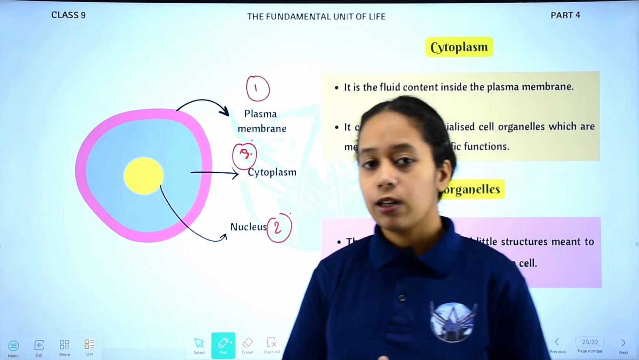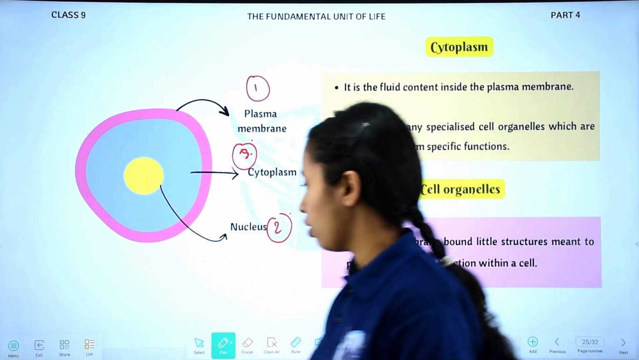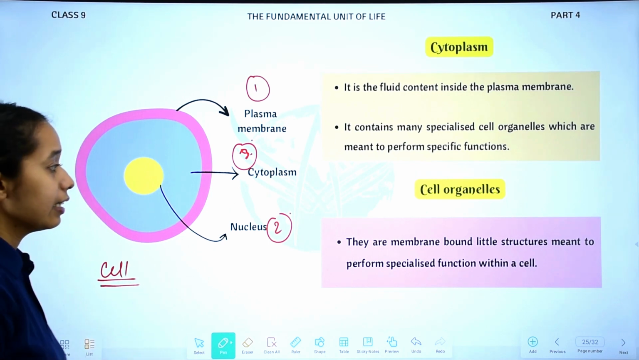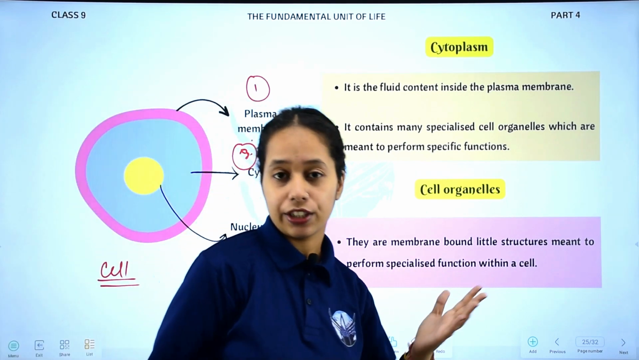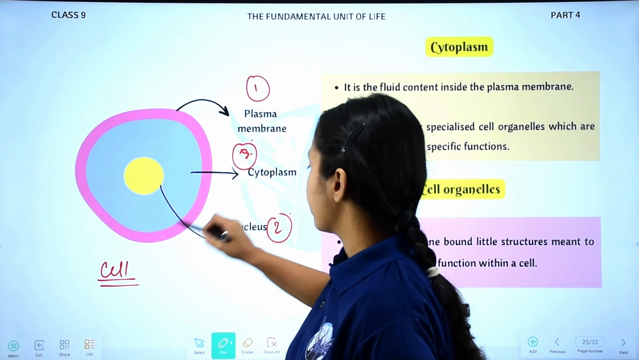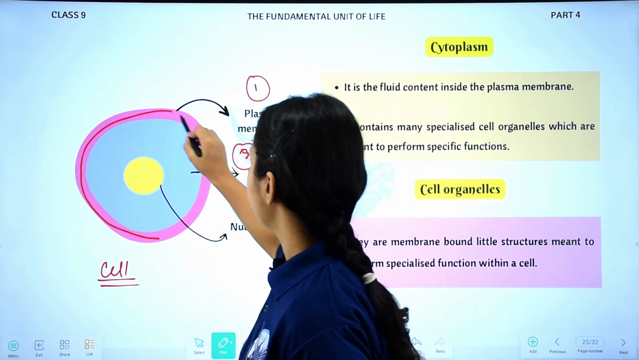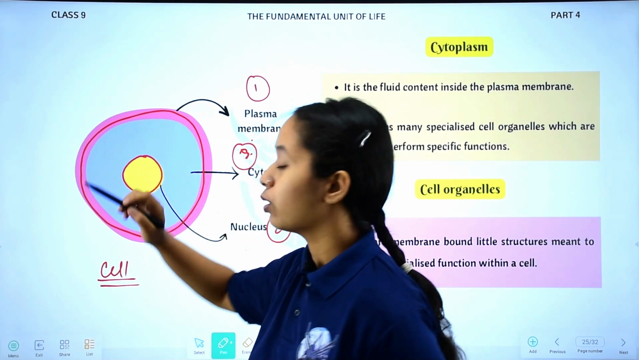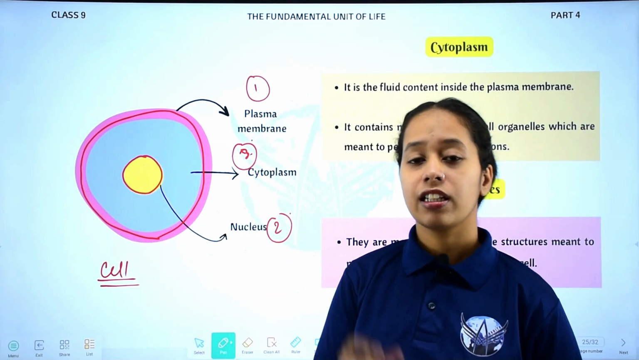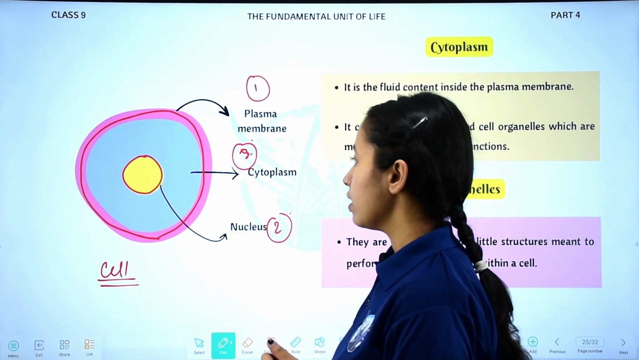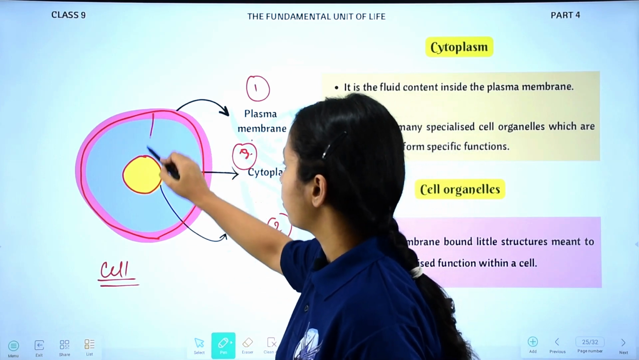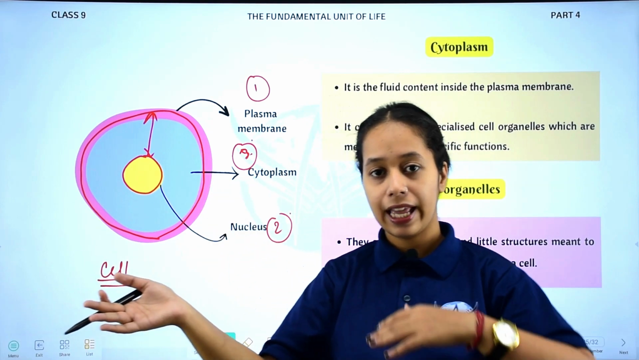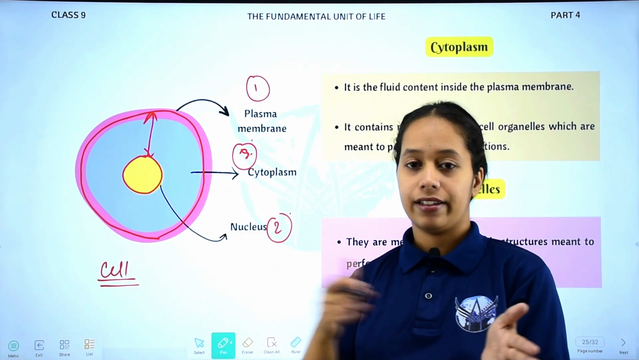Now, this is the general representation of a cell. From the very first class onwards, we have been studying that this is the general representation of a cell. We can see the outer membrane. This part is the plasma membrane, and in the center part, centrally located, we have the nucleus. Now, my question for you is, what is present between these two? In between plasma membrane and the nucleus, what is there?